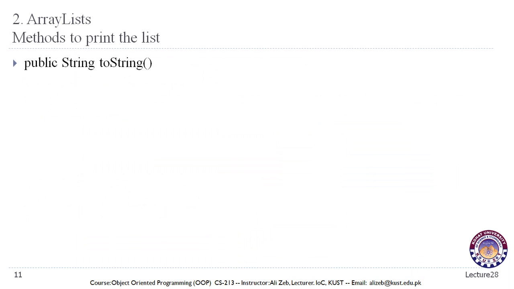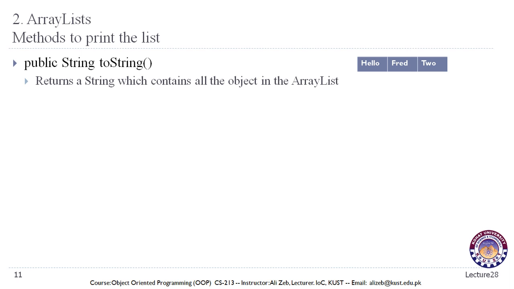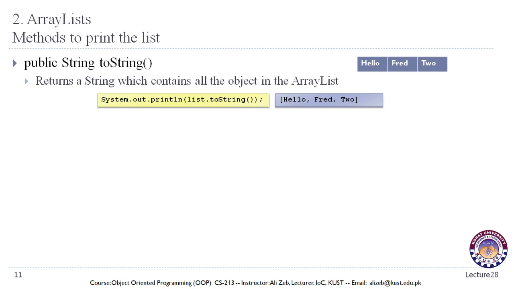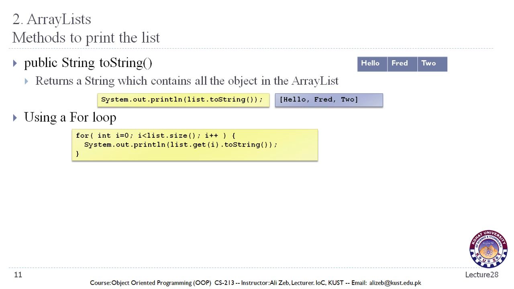To print the list, we can use the toString method. It returns a string which contains all the objects in the array list. So if we have this array list and we want to print the list, we can use the toString method and it will print all of the elements of this array list. You can also use a for loop. For example, we can go through the list as we would print an array, get the element at each index position in our array list, convert that to a string and print that list.